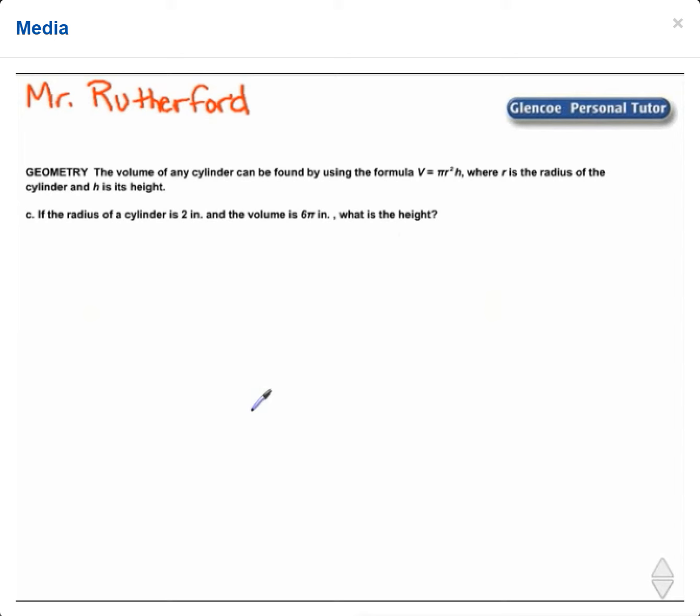C. If the radius of a cylinder is 2 inches and the volume is 6 pi inches, what is the height? Well, what we need to do here is to substitute the values that we've been given into our equation where we solve for h. So we're going to substitute our radius of our cylinder, which is 2 inches, and the volume, which is 6 pi inches, in for those variables.